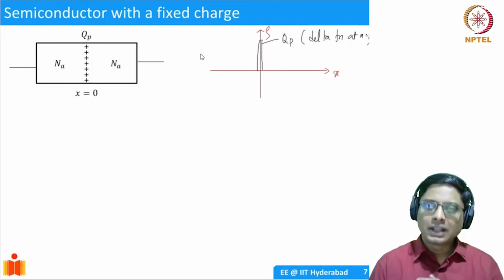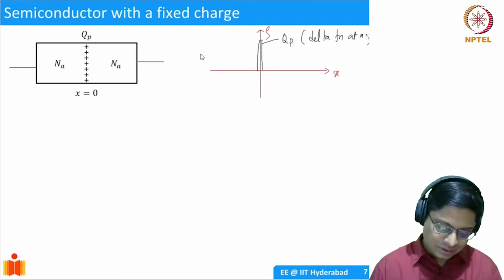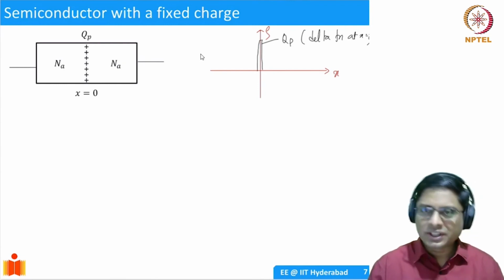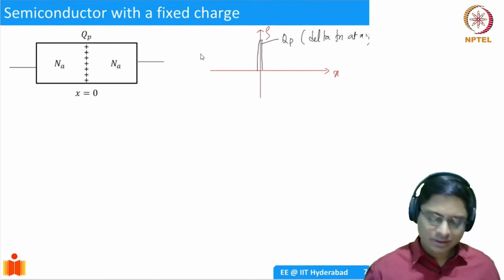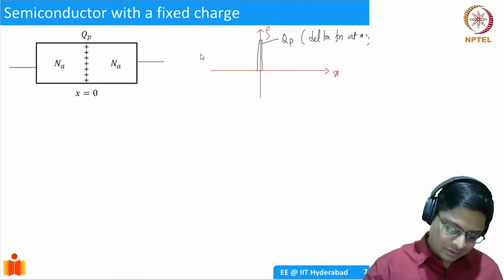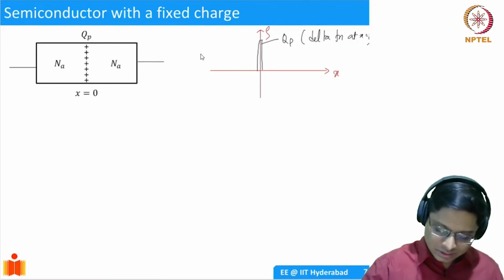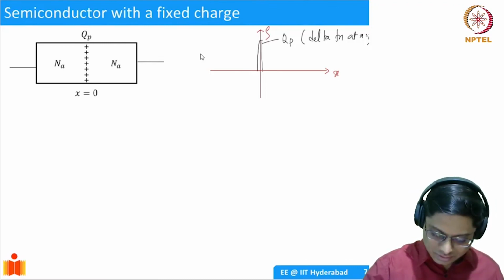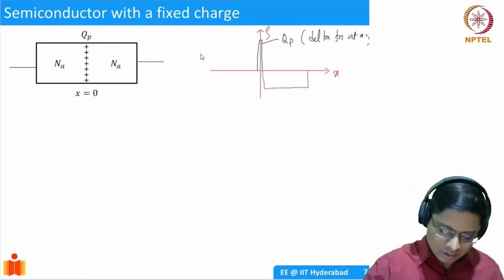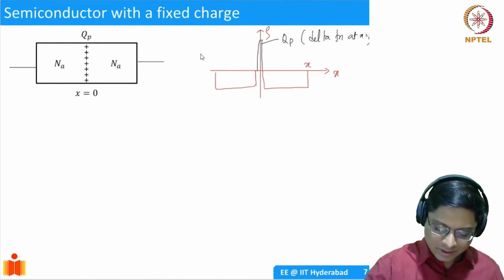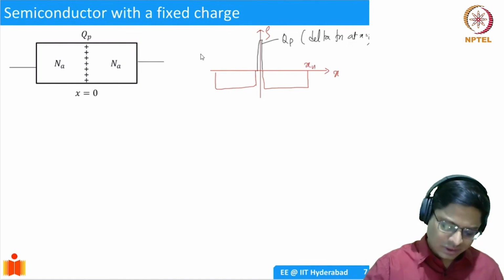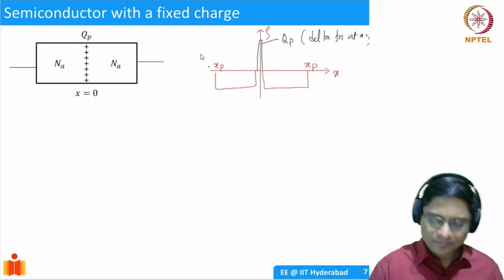Okay, and you have the holes which are repelled on either side of the junction. So because of that, you have a space charge region here and a space charge region here. This I'll call xn. Well, okay, this is only p, right? So it's going to be symmetric. So it's going to be minus xp.